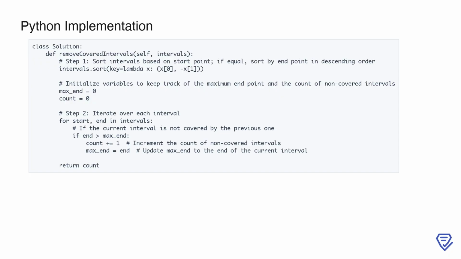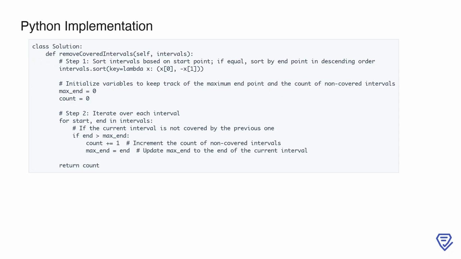This Python implementation solves LeetCode problem number 1288, Remove Covered Intervals. The goal is to determine how many intervals remain after removing those covered by others. An interval [a, b] is covered by [c, d] if c <= a and b <= d.